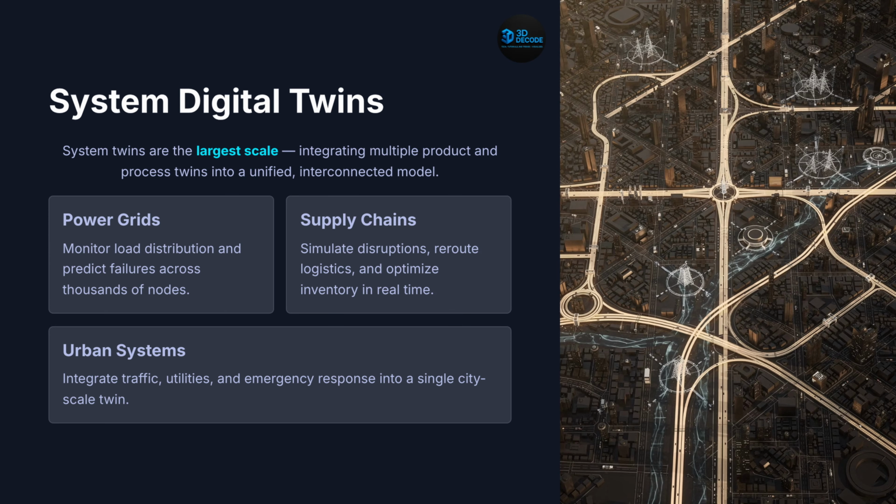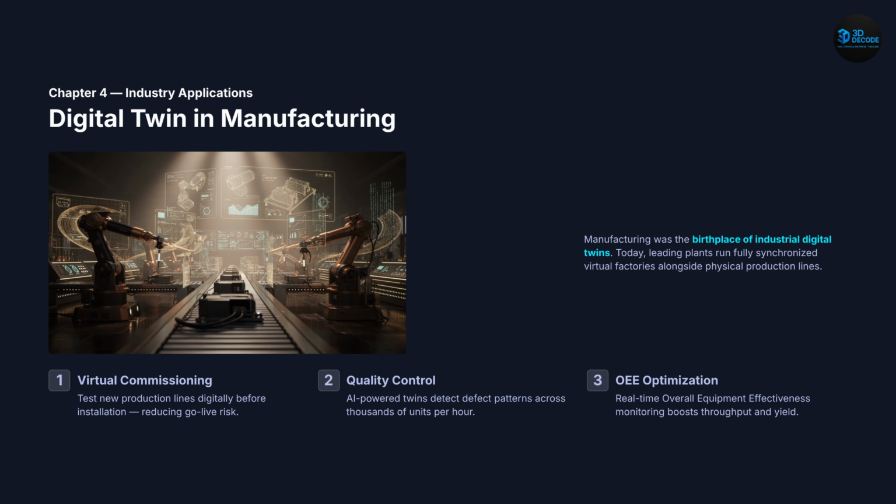Slide 17. System digital twins. System twins operate at the largest scale. Entire power grids, supply chains, transportation systems, and smart cities can be modeled as interconnected digital ecosystems. Slide 18. Digital twins in manufacturing. Manufacturing became one of the earliest adopters of digital twin technology. Factories now run synchronized virtual production lines alongside physical operations.